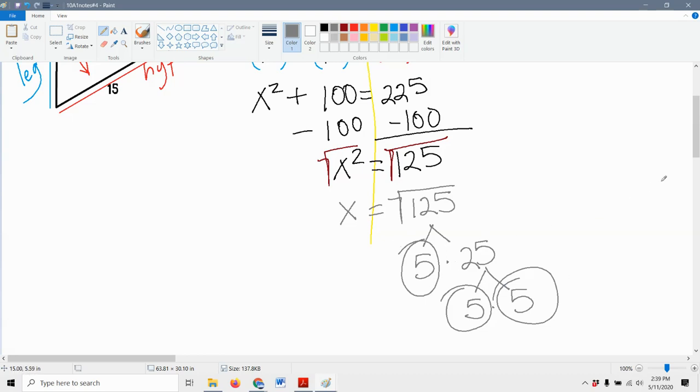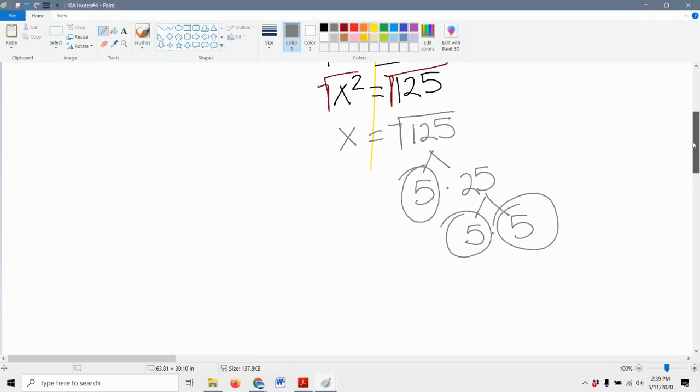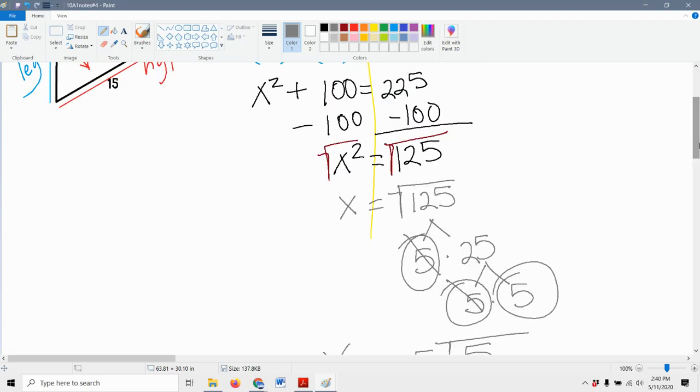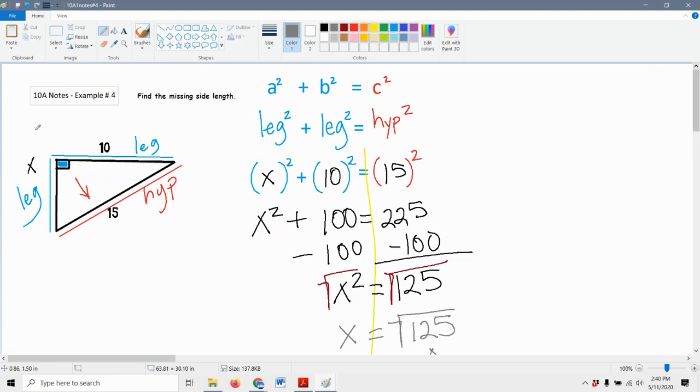So now these are the prime factors. And of course, when we're simplifying our radicals, if we have 2 on the inside, that'll give us 1 on the outside. This 5 doesn't have a buddy, so he stays inside. And our x equals 5 roots of 5. So when we go up here to our triangle, the length of our missing side is going to be 5 root 5.